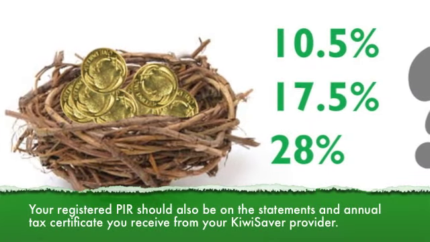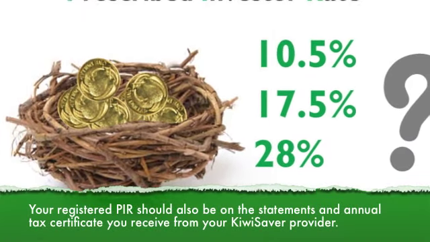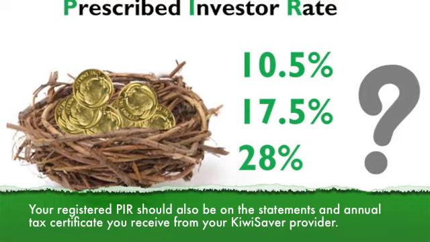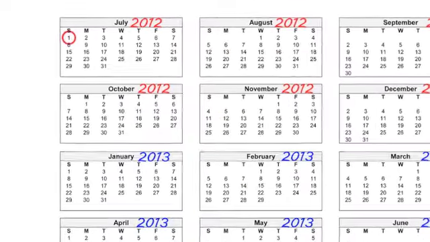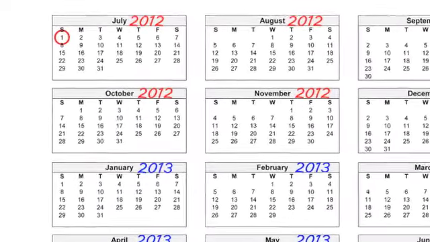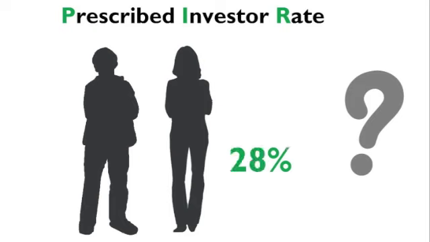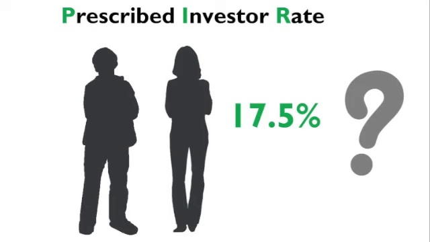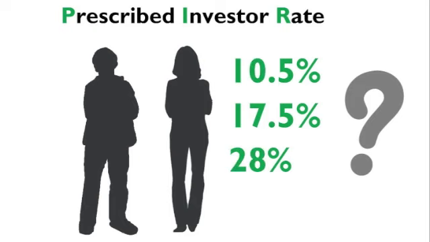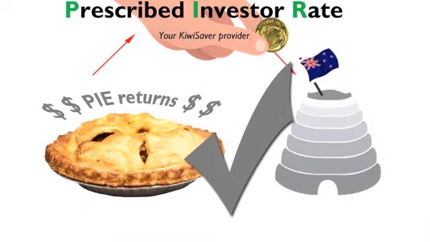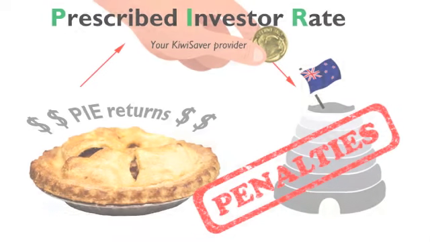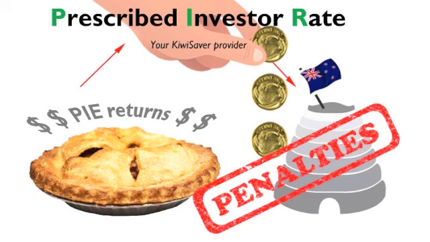If you are an existing KiwiSaver member, your KiwiSaver provider can advise you of the PIR they have registered for you. Your KiwiSaver provider should ask you to confirm your PIR on an annual basis. This is a good opportunity to review your PIR. It is your responsibility to keep your KiwiSaver provider informed of your correct PIR, to ensure that you are paying the right amount of tax on your investment income and avoid the consequences of having the wrong rate.